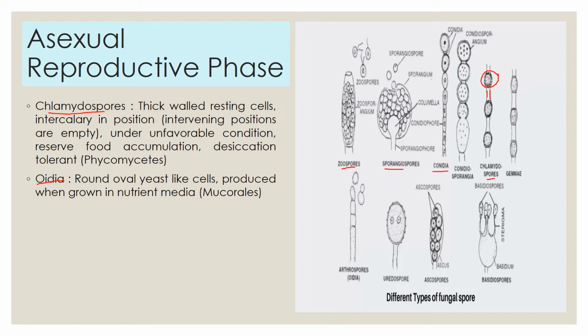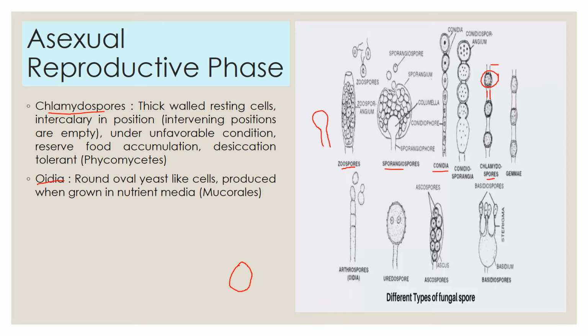They are produced when the tip of the hypha swells and further process continues. So this chlamydospore is intercalary in position. So the chlamydospores are intercalary in position, and the oidia are also intercalary in position.